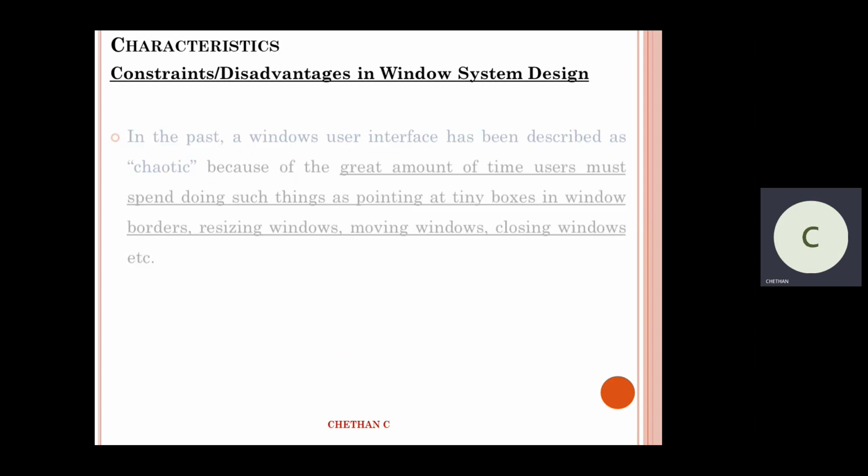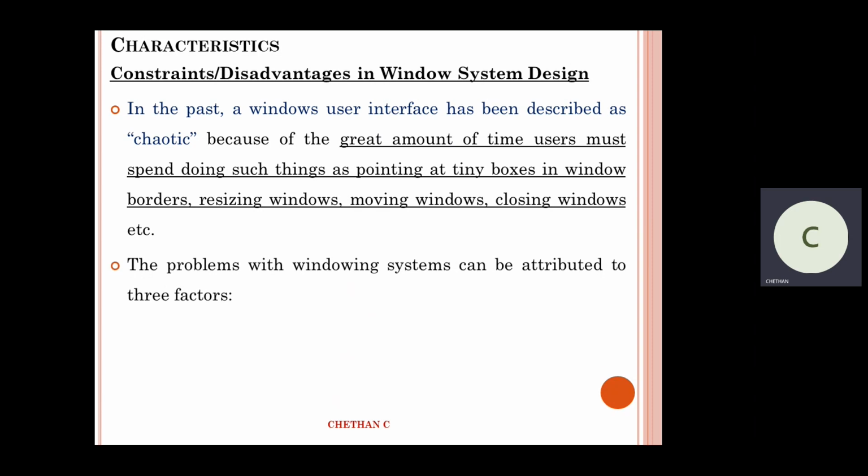Next, constraints. To see what I'm reading: I talked about characteristics, what all things need to be written in this. I talked about a few points, then I looked into advantages. Now I'm talking about the disadvantages, also known as constraints. What are the constraints when it comes to Windows design?